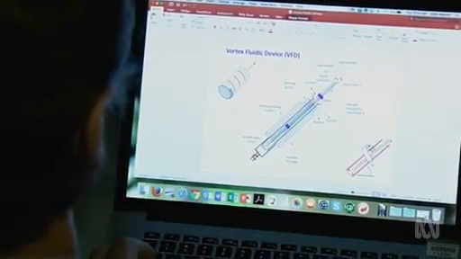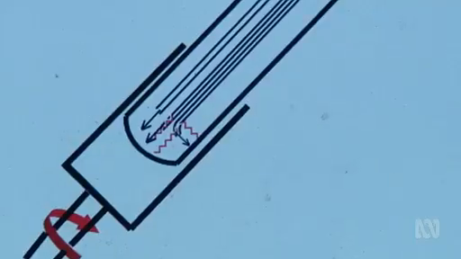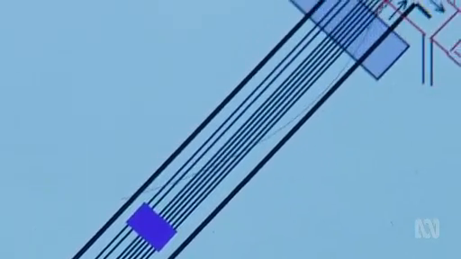The eureka moment for Colin's egg unboiling technology happened one night on a flight from Los Angeles to Sydney. And it was during that flight that I was trying to solve a particular problem and started drawing the plans. I knew I was onto something really, really good.